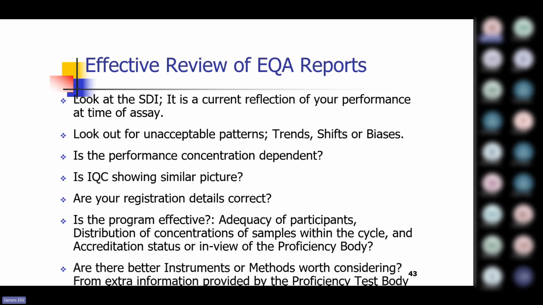Is your performance concentration dependent? Maybe your linearity of measurement, your instrument cannot detect at that concentration. That's why it's not giving an accurate result. If it is that, then there's no need. You cannot make the machine, especially when you are using a POCT, perform better than its capacity. So you need to know the low detection limit and the upper detection limit of every parameter on your analyzer.